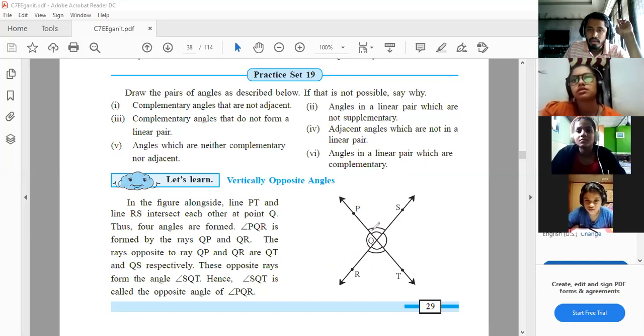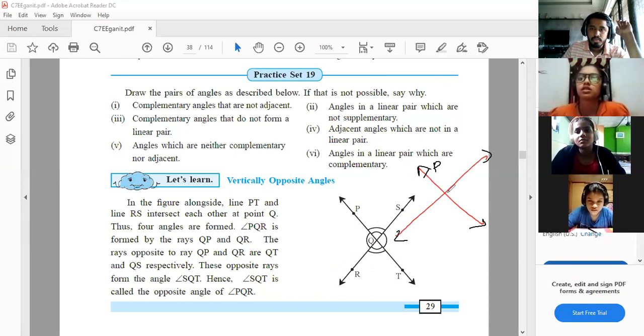Suppose I am drawing separately here. Suppose I say this angle is PQ. Sir, it will be a plus also, no? No, no plus. Only opposite, they are congruent. No plus, no plus minus in this. Only in a linear pair there is a plus. Okay, opposite to each other.